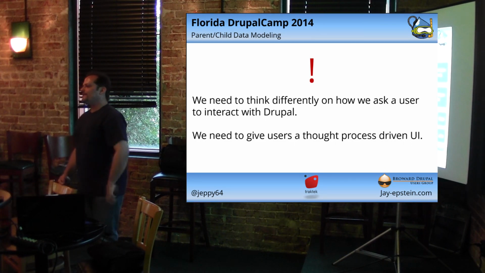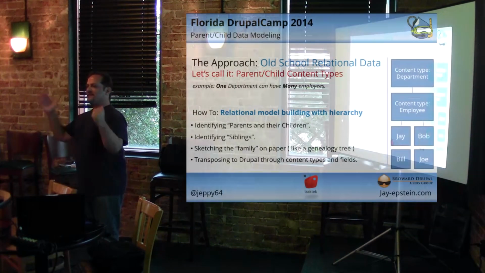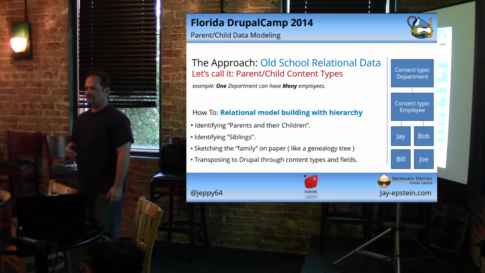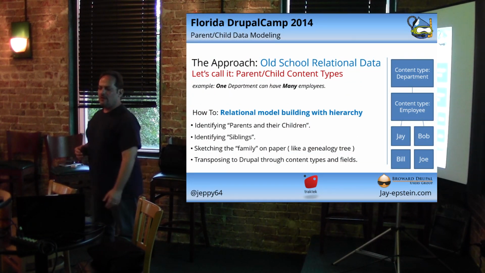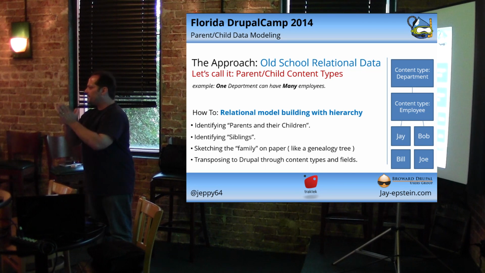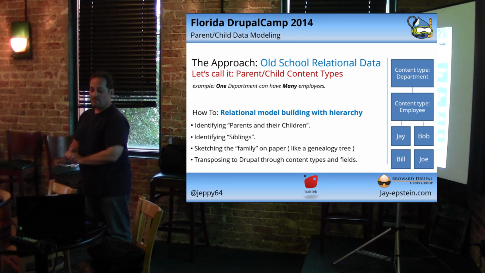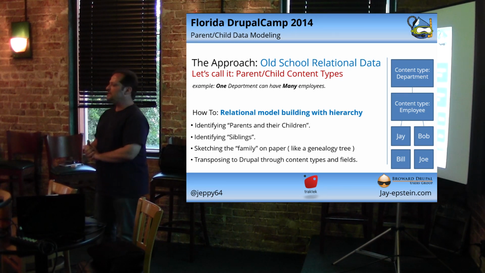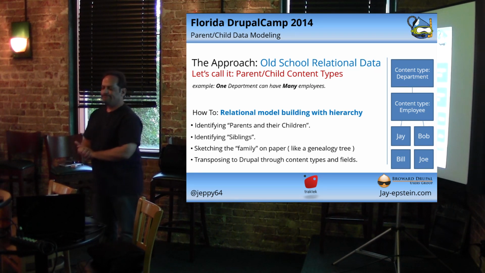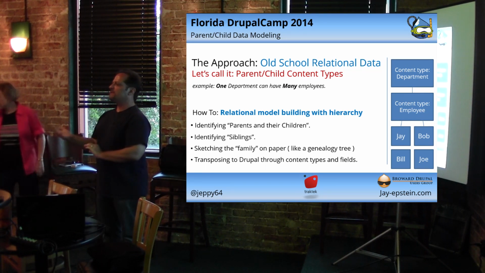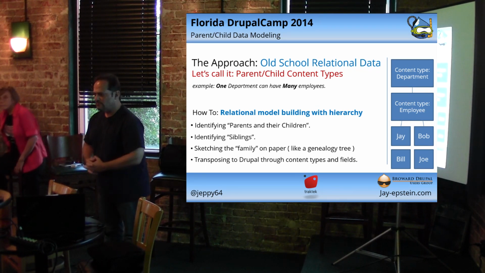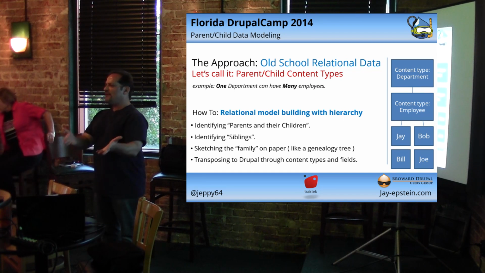Old school relational data. I don't care if you know databases or you don't, it makes no difference. Let's just talk really quick. Let's make believe we have a Drupal camp website. We create a content type called DCamp. Pretty simple, right? Then let's say we have attendees. That's a content type. So one Drupal camp can have many attendees. Would that be true? Good.